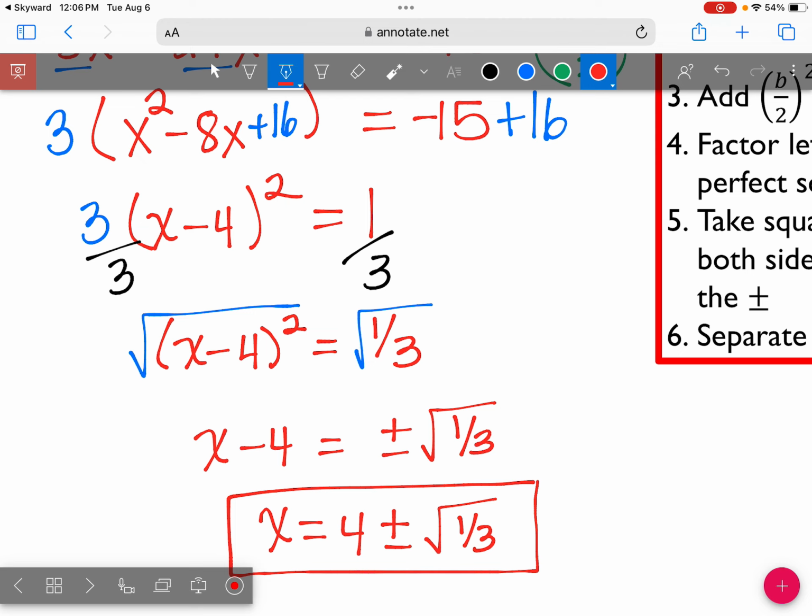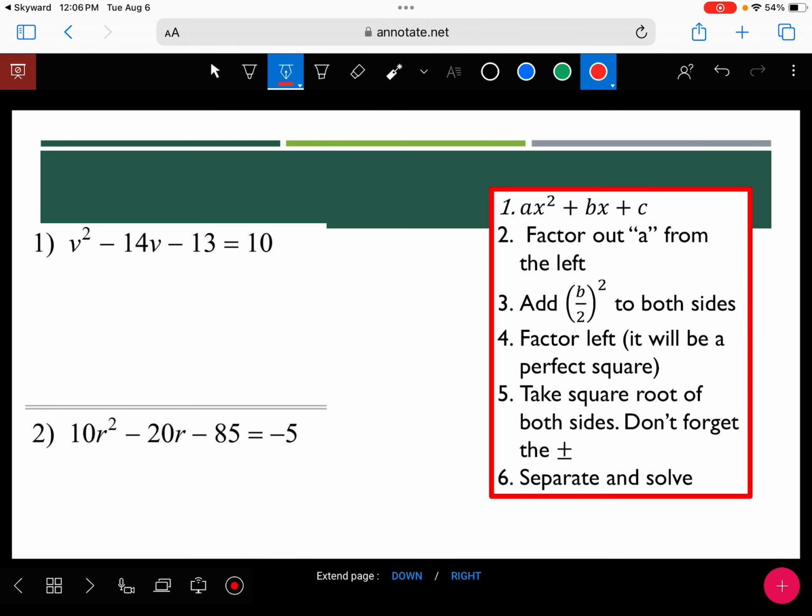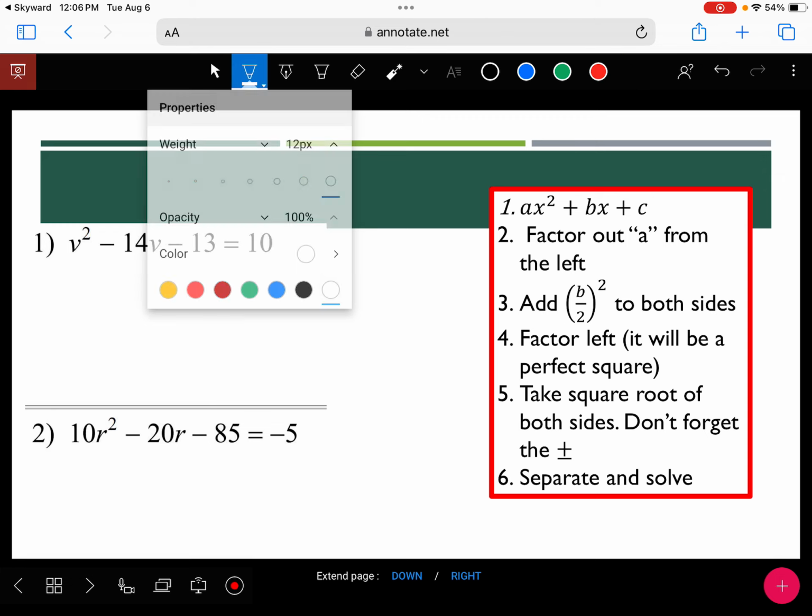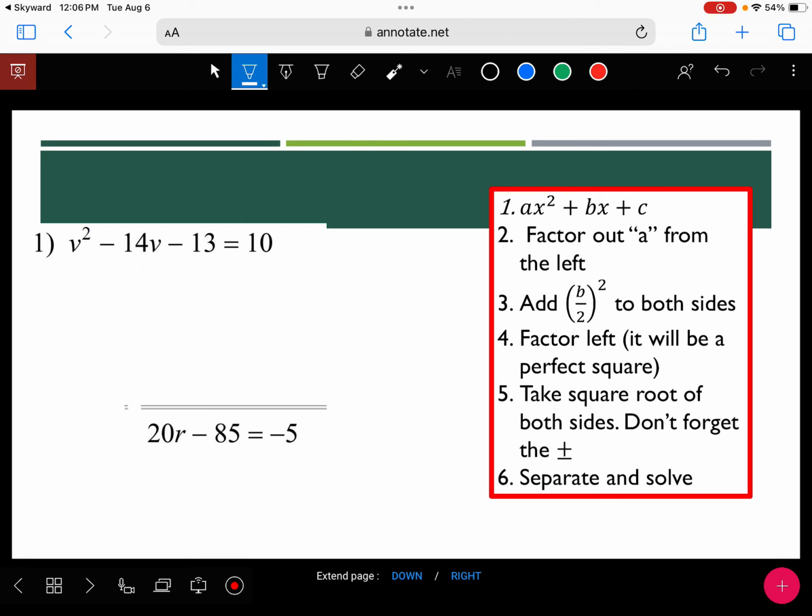All right, so now it's your turn. Let's see how many of you all can do it. Any questions? All right. So I only want you to do this first one. Go ahead and copy this one down. Complete the square. I'm going to go over it with you, but I want to see how many of you all can do it by yourself. V squared minus 14b minus 13 equals 10. Go ahead and follow those 6 steps. See if you can complete the square, and then we'll go through it together.